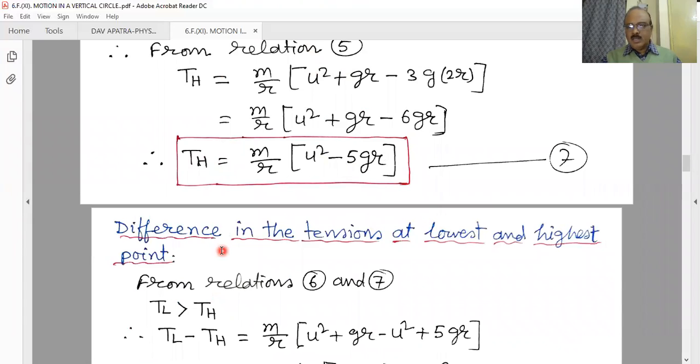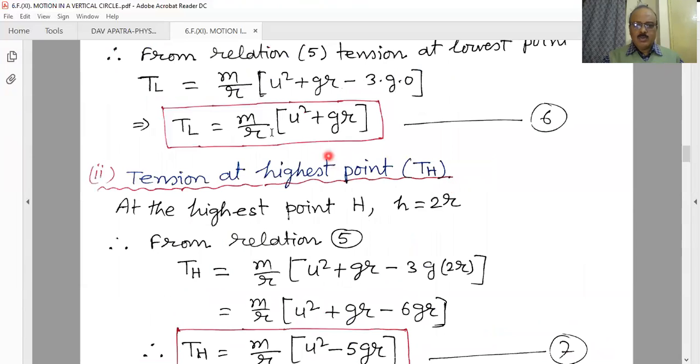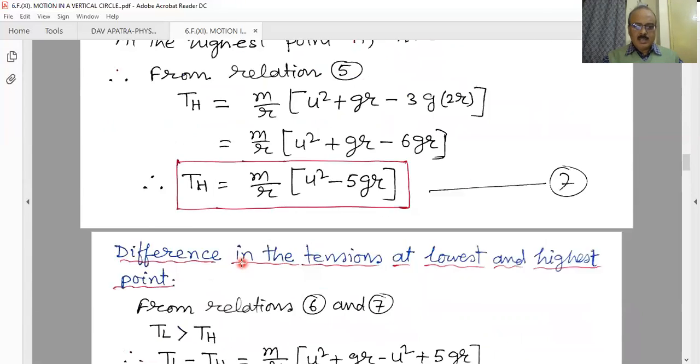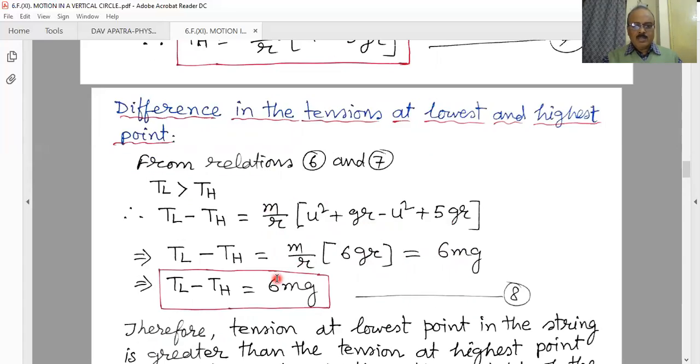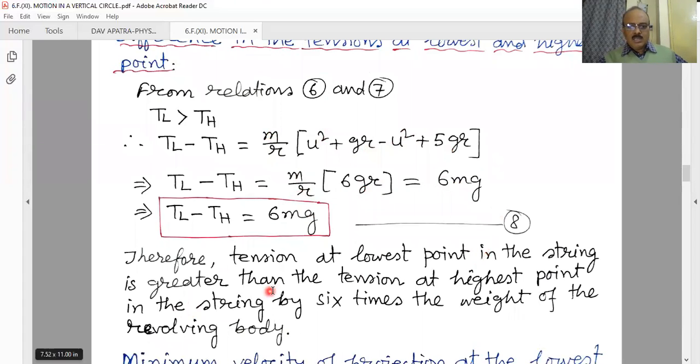Now what is the difference in the tension at the lowest and highest point? From relations 6 and 7, we already know that TL is greater than TH. Therefore, TL minus TH will be (m by r) into (u square plus gr minus u square plus 5gr). After the calculation we get (m by r) into 6gr, that is 6 into m into g, that is 6 mg. That means the tension at the lowest point in the string is greater than the tension at the highest point by 6 times the weight of the revolving body.